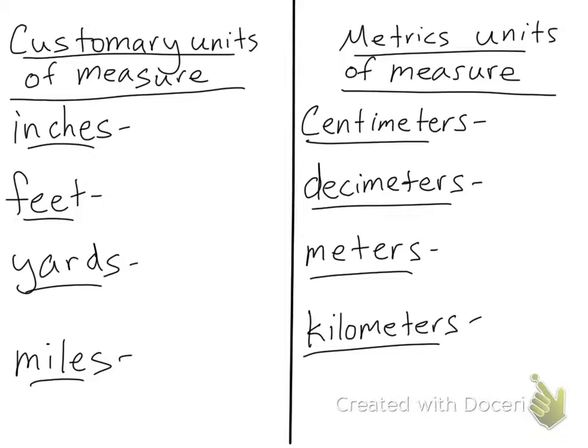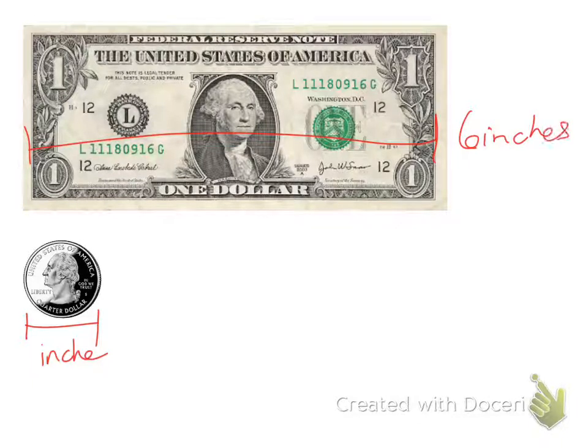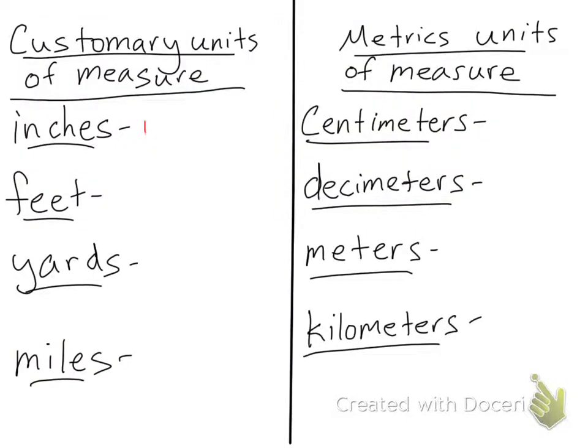So an inch is about the same as 1/4. And a dollar bill is about 6 inches long. If I don't have a ruler, I can use a dollar bill to estimate the length in inches. So the abbreviation for inches is IN, or we can use those two little marks at the top for inches.